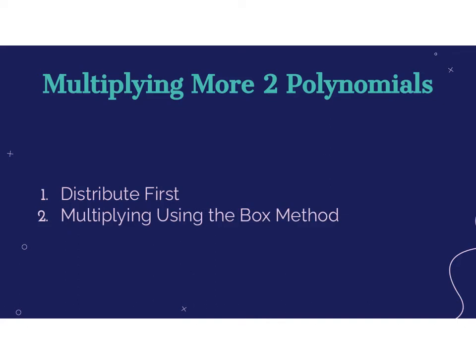So when we are multiplying more than two polynomials, we want to distribute terms that are outside first, and then we'll go ahead and multiply, which we can do with the box method, or we can just distribute, putting your like terms together and putting your terms in a list. But you want to make sure that any constants that are outside, you take care of distributing those first.